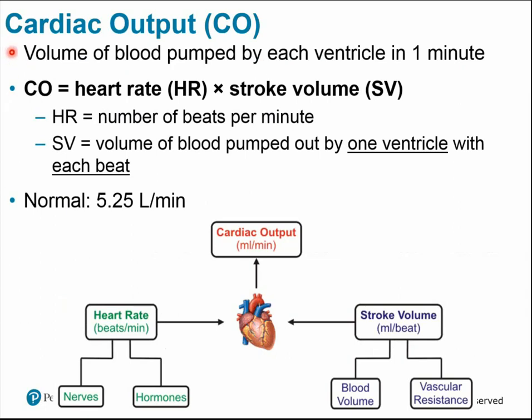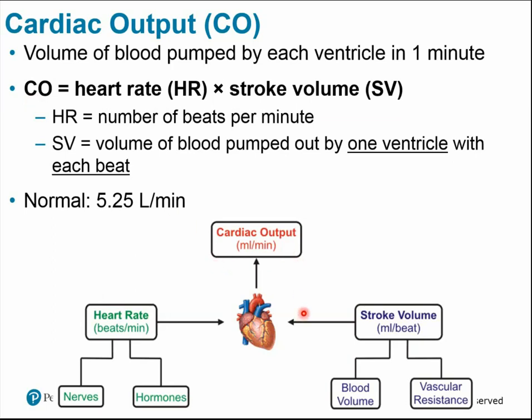Cardiac output is the volume of blood pumped by each ventricle in 1 minute. Okay, so not blood pumped by the entire heart, but only by one ventricle in 1 minute. Cardiac output is a function of heart rate times stroke volume. Heart rate, as you know, is just the number of beats per minute, whereas stroke volume is the volume of blood pumped out by each ventricle with each beat. So if we take how much blood is pumped out by one ventricle with each beat, multiplied by beats per minute, that tells us how much volume of blood we've pumped out of that one ventricle over that 1 minute time period.